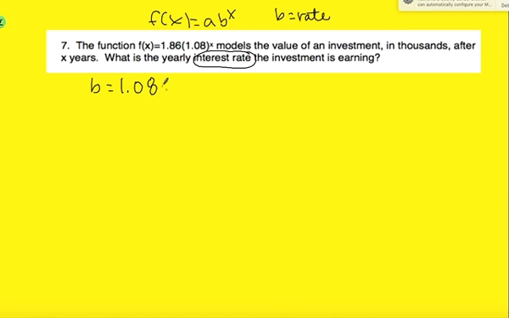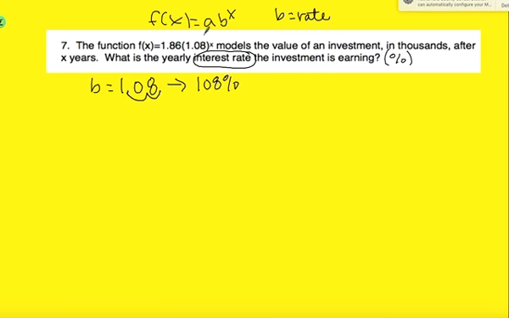Now because b is bigger than 1, that tells me that the value is going to be increasing, which means I have an appreciation problem. And to figure out what the rate is going to be, I'm going to need to take this and turn it into a percentage. Because when they ask us about the rate, they're looking for a percent. So we're going to take the decimal and move it back 2 places to the right, which gives us 108%.